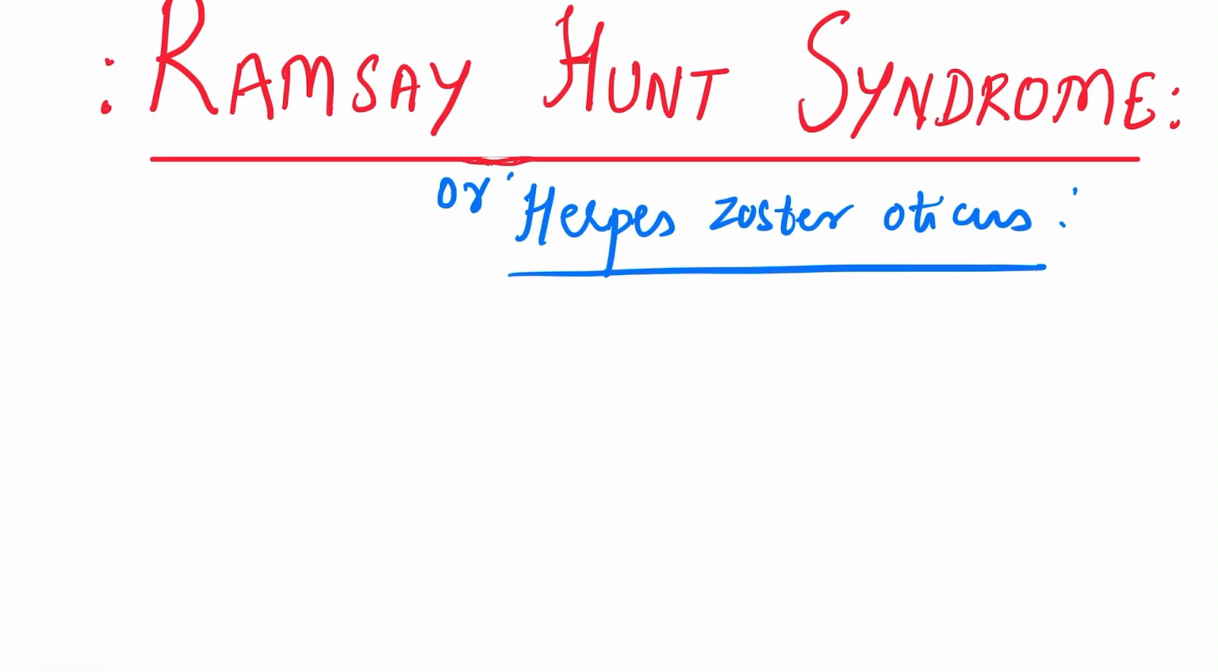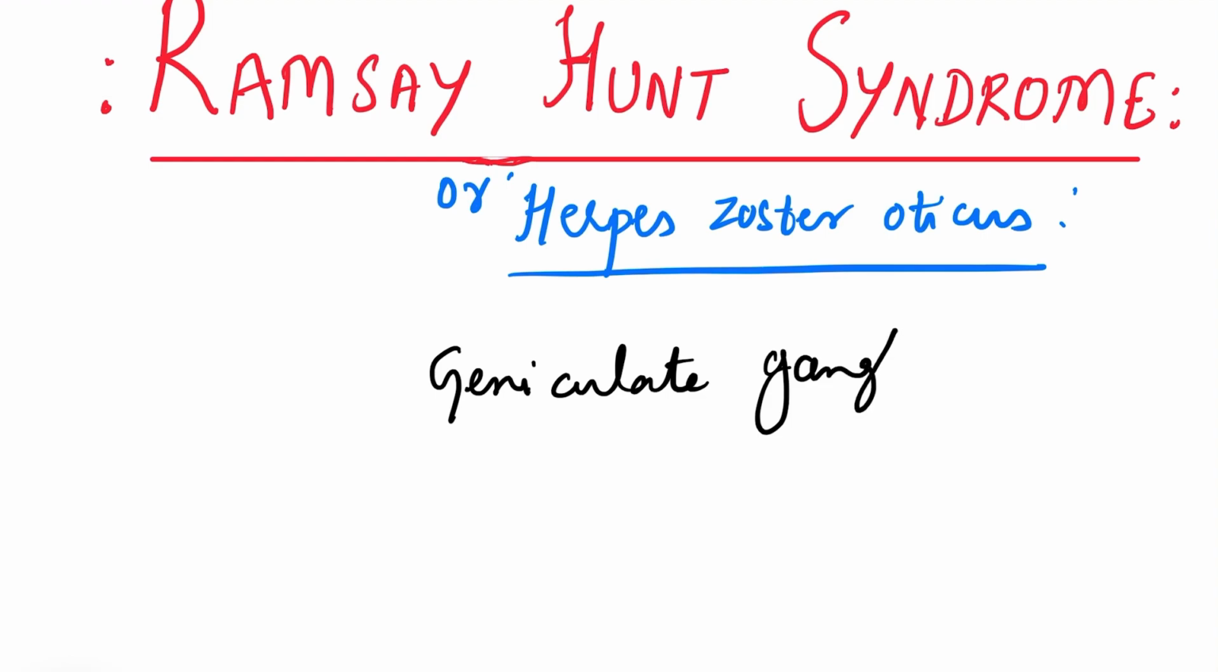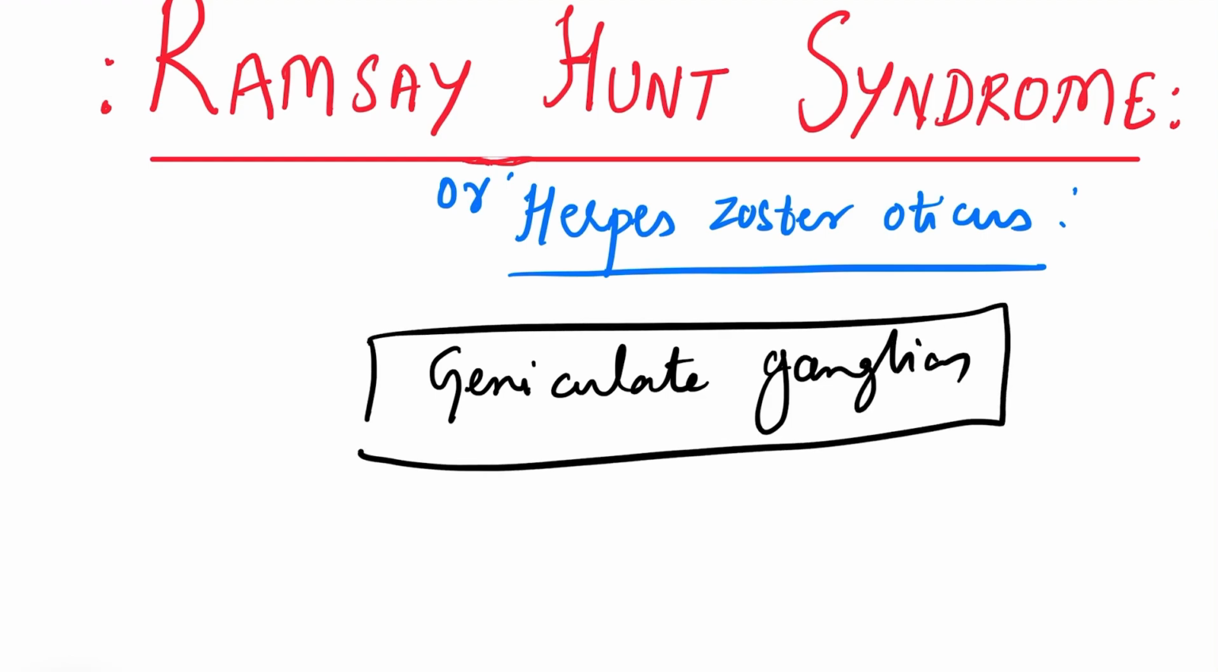So basically, just to define what exactly is Ramsay-Hunt syndrome, it is the inflammation of the geniculate ganglion of the facial nerve. So it is related to the facial nerve. I'll explain in detail about this in the pathophysiology. Right now, just remember it is the inflammation of the geniculate ganglion which is related to the facial nerve.